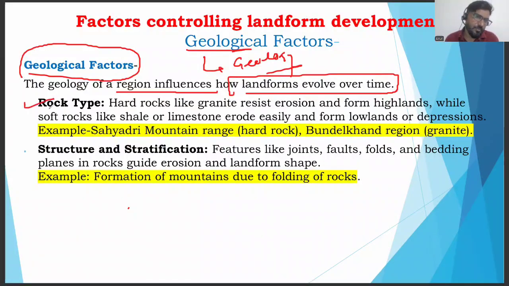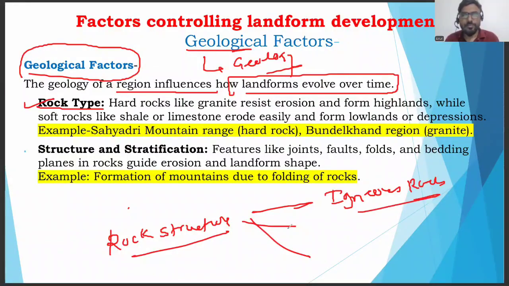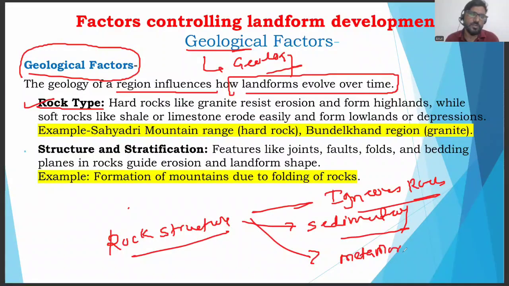For example, the first factor is rock types. So what kind of rock is that? When you study rock structure or rock types in GS, there are different types of rocks. Igneous rocks are there. Even sedimentary rocks are there. The third category of rocks are the metamorphic rocks. So these are the three main categories of rocks, right?